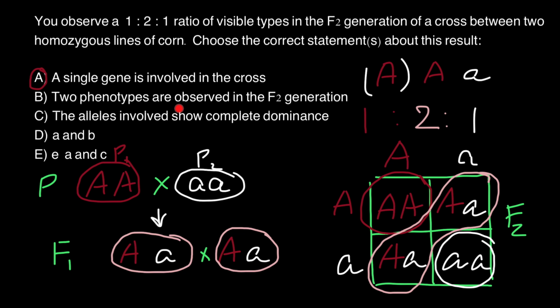B: two phenotypes are observed in the F2 generation. This is not true. Three genotypes and phenotypes are observed in the F2 generation. Whereas C: the alleles involved show complete dominance. No, these alleles show incomplete dominance. That's why this heterozygous genotype is different from the homozygous dominant genotype. And of course, no for D and no for E. So only variant A would be the correct answer, and all the rest would be wrong.